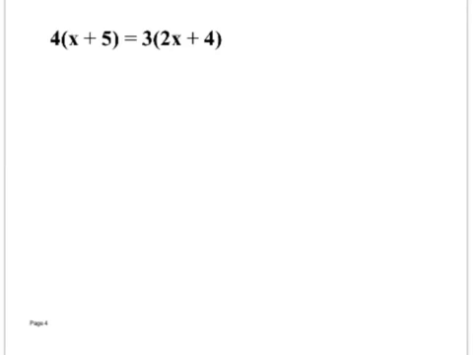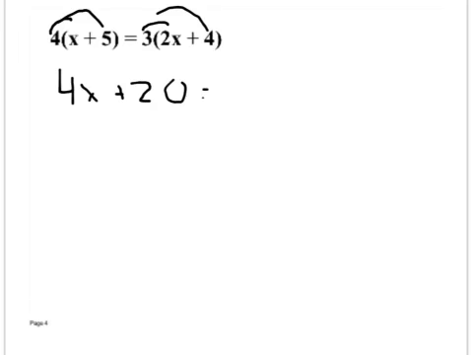Alright, write this problem down. In this case, we have to distribute on both sides. I'm going to do it in the same step, just so there's less writing for me to do. 4 times x is 4x plus 20. 3 times 2x is 6x. 3 times 4 is 12. First thing I want to do is get the x's on the same side, so I'm going to subtract 4x from both sides.